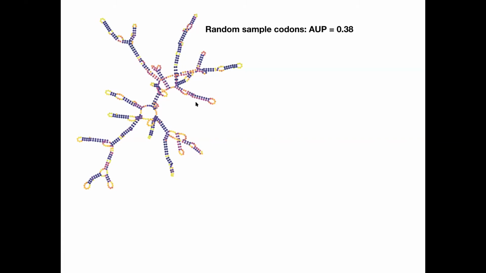So if I just go and randomly sample codons to make an mRNA 100 times, this was the lowest AUP value that I could come up with for the EGFP, 0.38. Here on the left, I have a visualization of the MFE structure, again, colored by the unpaired probability for each nucleotide, just to try to visually get a sense of where the loops are and how paired or unpaired they are.